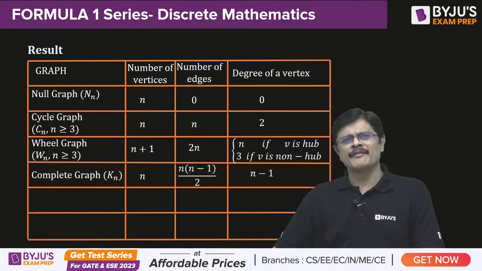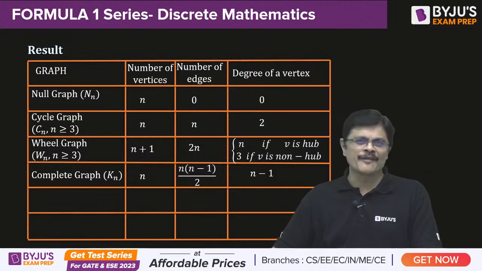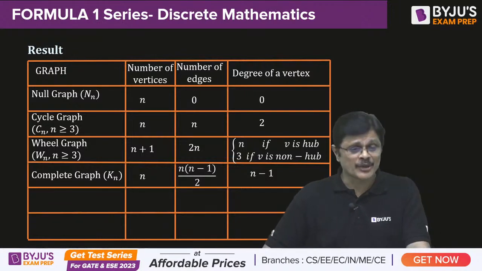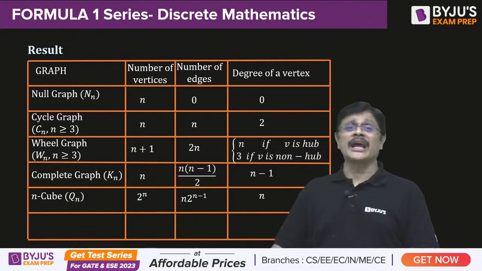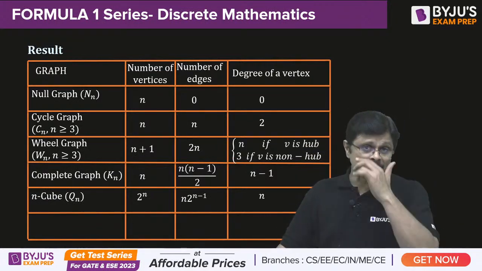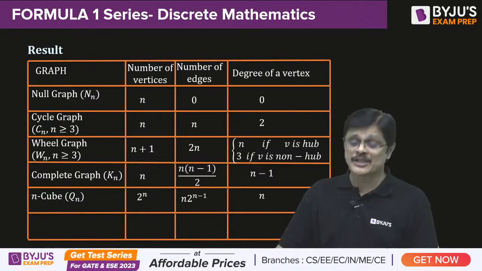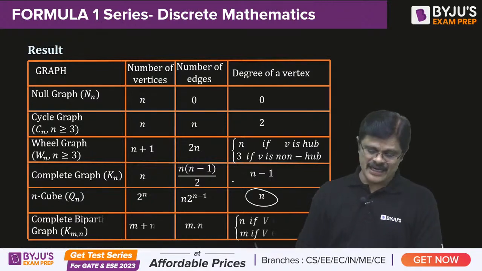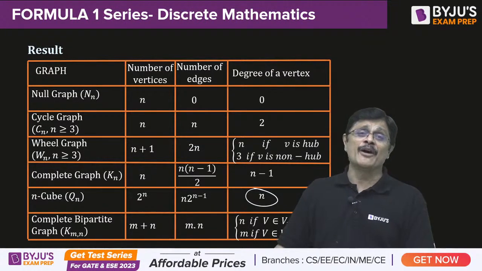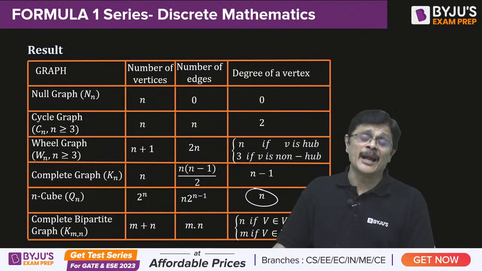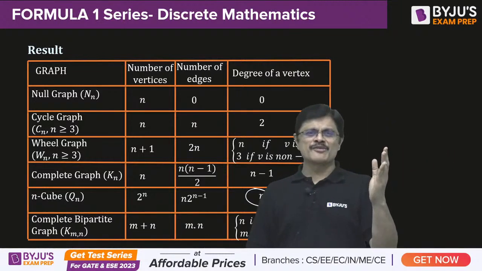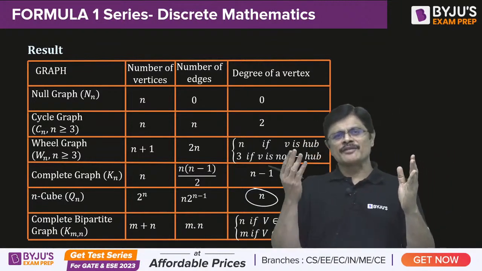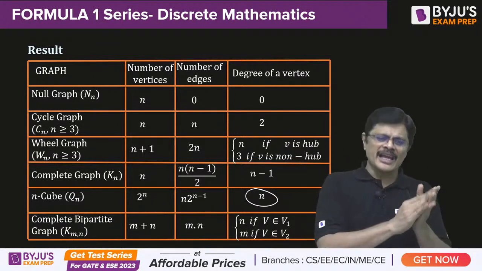Complete graph, n vertices, n minus 1 is the degree of each vertex, and n into n minus 1 by 2 is the number of edges, my dear friends. And Qn, the n cube, will have 2 power n vertices, n into 2 power n minus 1 edges, and the degree of each vertex is n, my dear friends. And complete bipartite graph, we have m plus n vertices and m into n edges. So here, the vertices of this part will have degree n, the vertices of this part will have degree m.